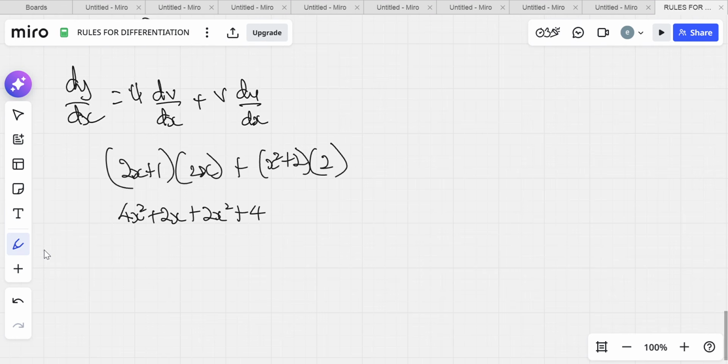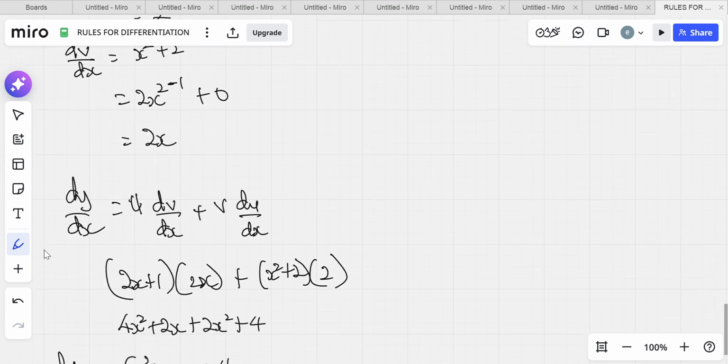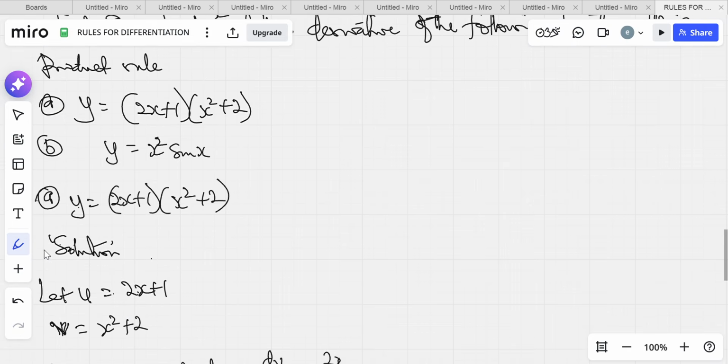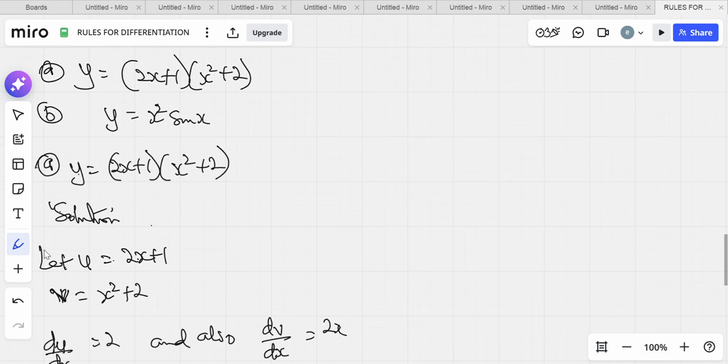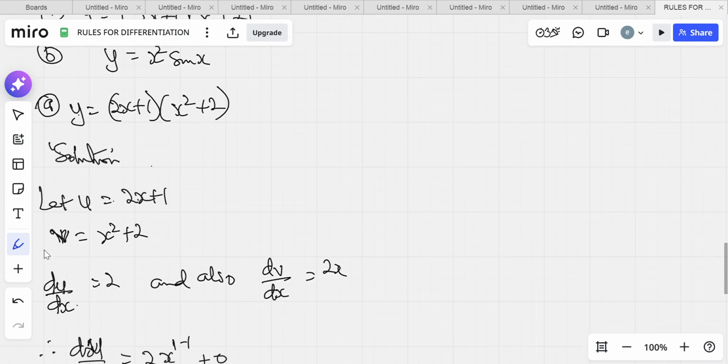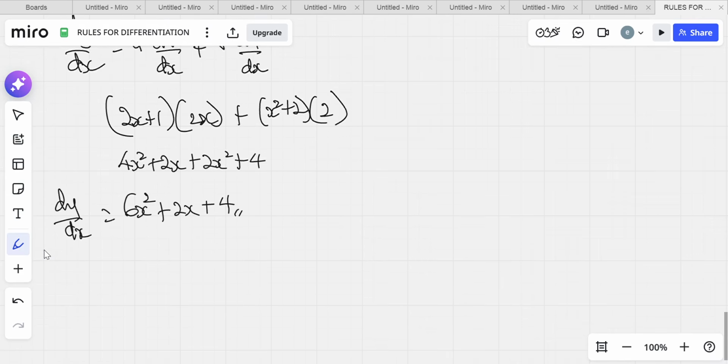2x squared, 2x squared, we'll bring it together, we have 6x squared plus 2x plus 4. So this is what we have, that dy over dx will now be this. Okay, so now let's conclude by solving this. y is equal to x squared sine x.